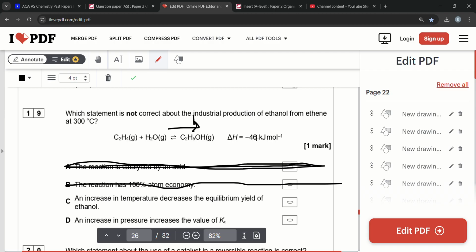An increase in temperature decreases the equilibrium yield of ethanol. The forward reaction's enthalpy change is negative, so that tells me the forward reaction is exothermic. So if we increase the temperature, it's going to shift to the endothermic side, to oppose the increase in temperature. So it's going to shift to the left hand side, and therefore decrease the equilibrium yield of ethanol, which is on the right hand side.